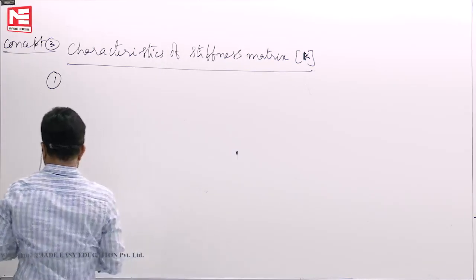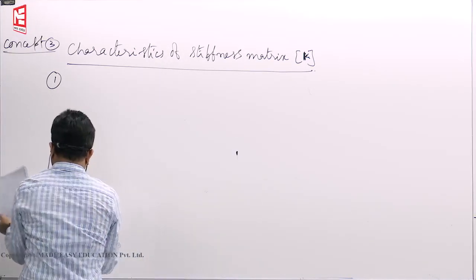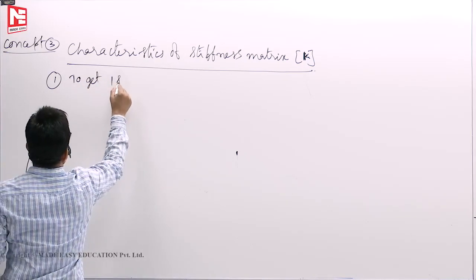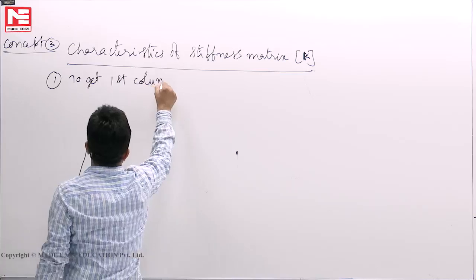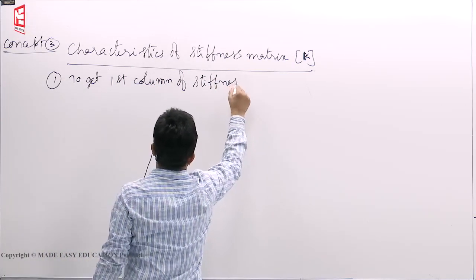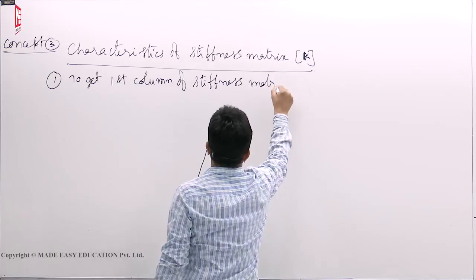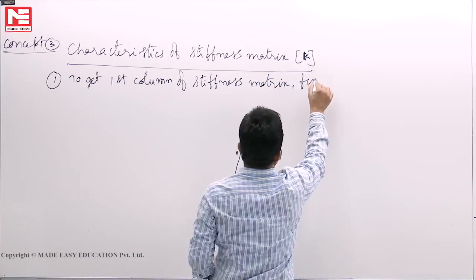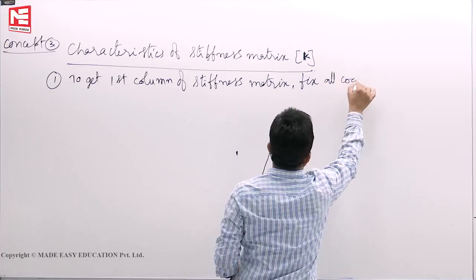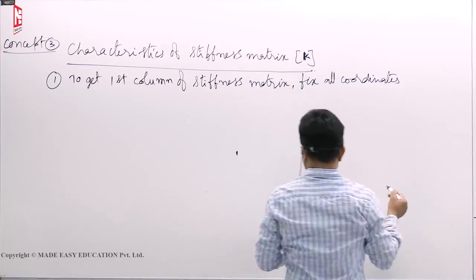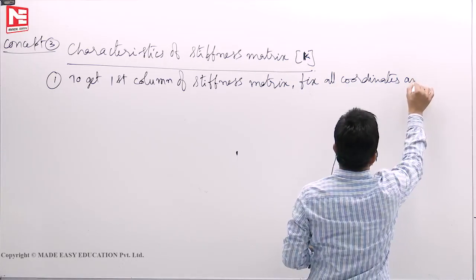Okay, so to get first column of stiffness matrix, fix all coordinates and apply unit displacement.